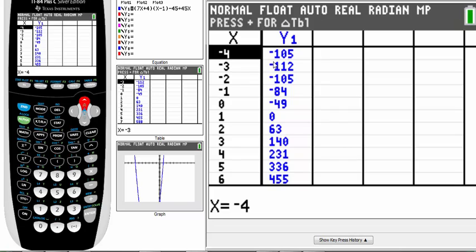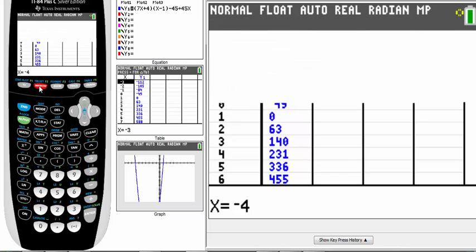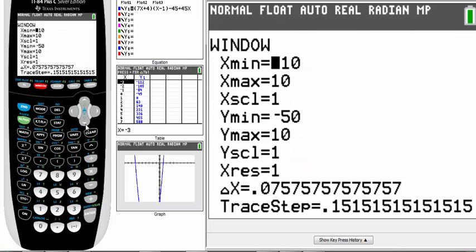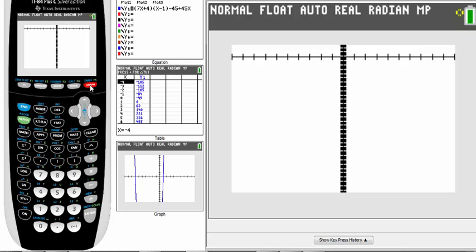So I'm going to scroll. If you notice, the smallest this ever gets in our y direction is -112. So if I wanted to change my viewing window and include that minimum, I could come down here to y min, the y minimum value, and do something like -120. Now remember, we just need to make sure it clears -112. And then I can see a little bit more of the graph.